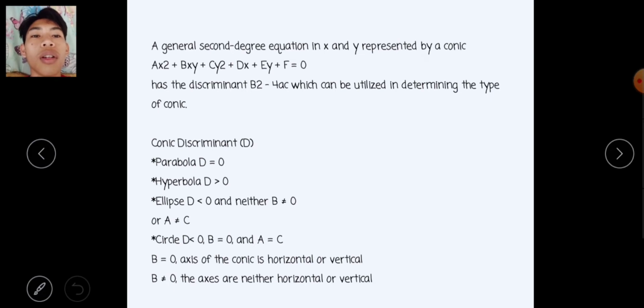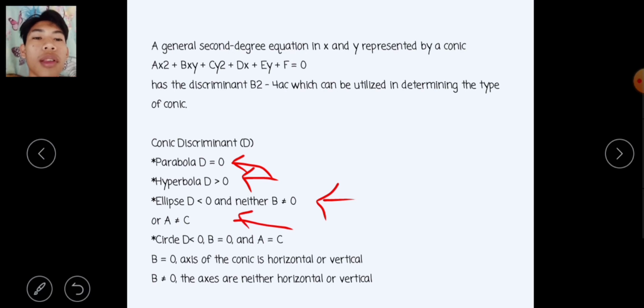So if the discriminant of the conic is equal to 0, this one will be a parabola. And then if the discriminant is greater than 0, it is a hyperbola. And if the discriminant is less than 0 and b is not equal to 0, or a is not equal to c, it can be an ellipse.